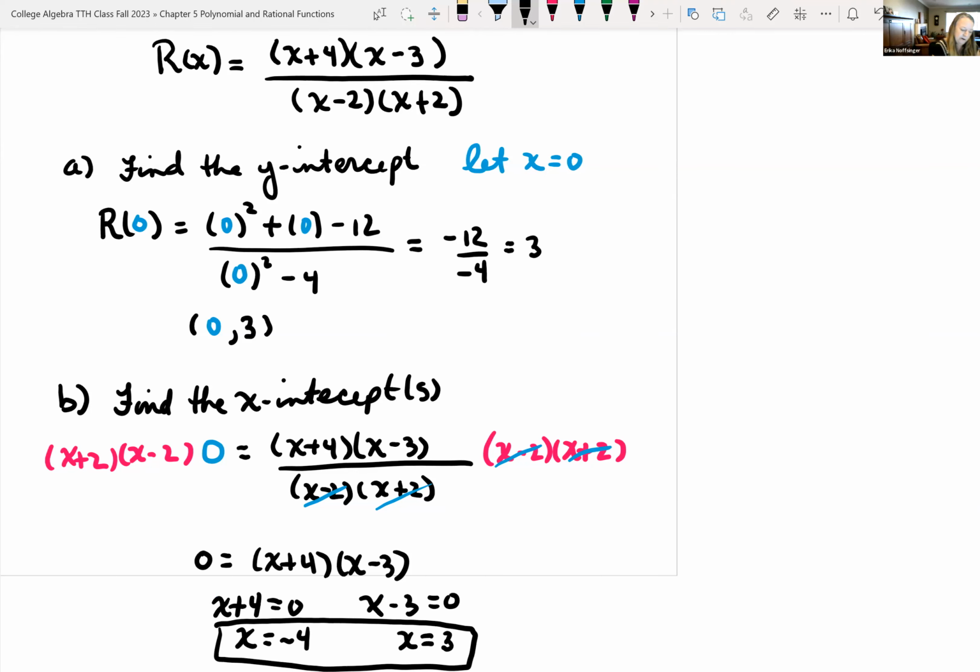So our x-intercepts, if I wrote them as points, are (-4, 0) and (3, 0). Notice that each factor only occurred once, so the multiplicity is odd. So we know that it's going to cross the x-axis at these values.